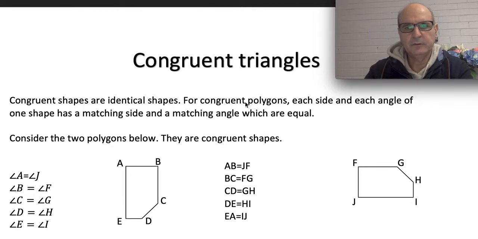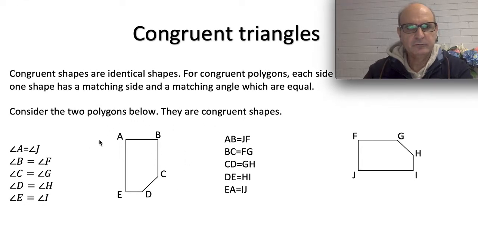If we're talking about congruent polygons, and if you remember, a polygon is a 2D shape with straight sides. So if two polygons are congruent, they are exactly the same, and they cover each other exactly. All matching angles will be equal, and also all matching sides will be equal.